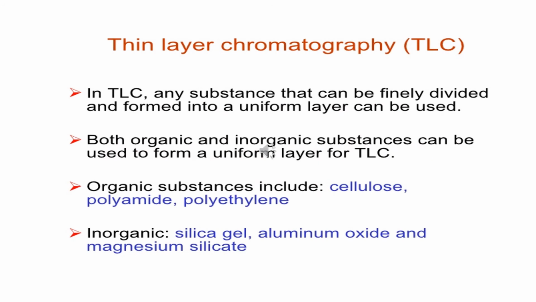Then the next chromatography technique is thin layer chromatography. It is also called TLC. In thin layer chromatography, any substance that can be finely divided and formed into a uniform layer can be used. Both organic and inorganic substances can be used to form a uniform layer for TLC. Organic substances include cellulose, polyamide, polyethylene, and inorganic compounds include silica gel, aluminium oxide, and magnesium silicate.